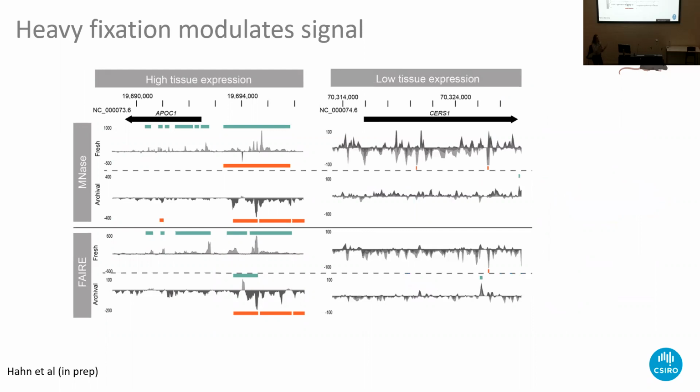And to show you that this isn't just random, this is upstream of a gene that is not expressed in liver. So we can see that neither the fresh assays nor the archival assays pick up any signal of anything happening at this particular gene. It's not on.